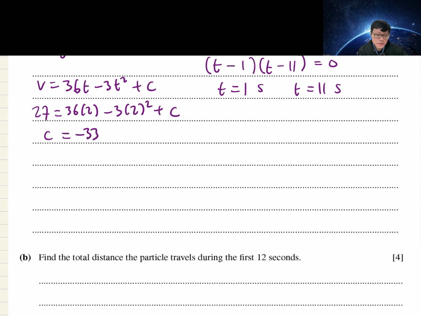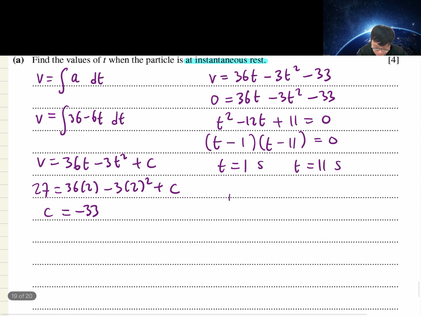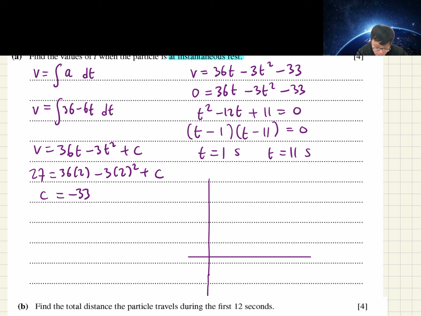So it's different from before. Before, we knew for sure that the velocity was always positive, but for this case we don't know that. So how do we know when it is positive or when it is negative? If we look at the graph of the velocity, it starts from minus 33 as the initial velocity.